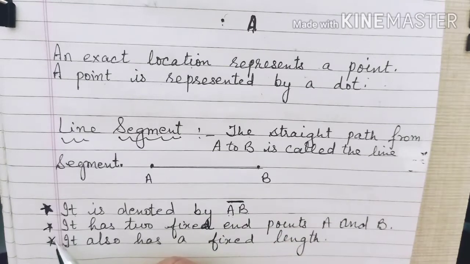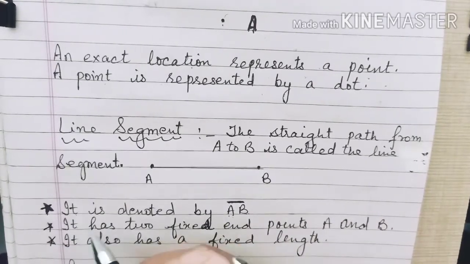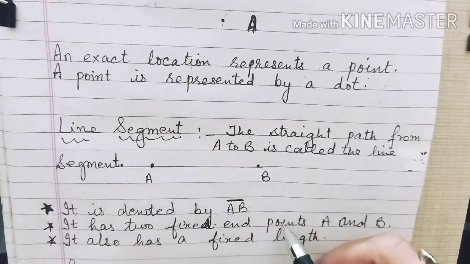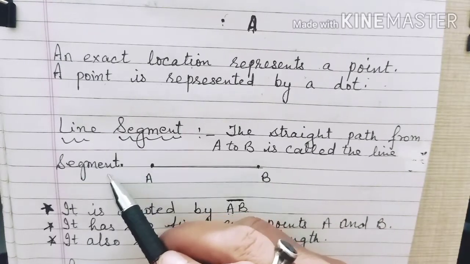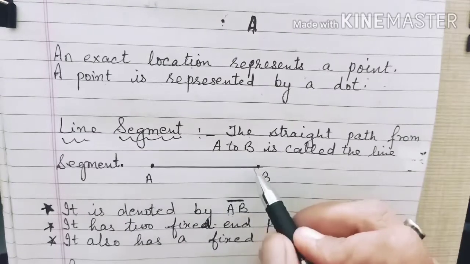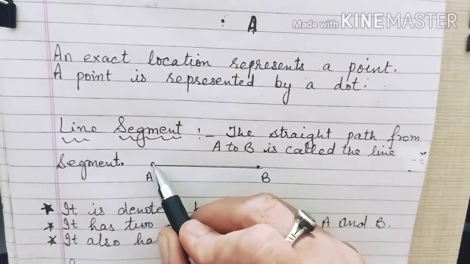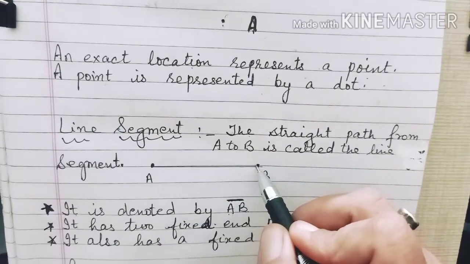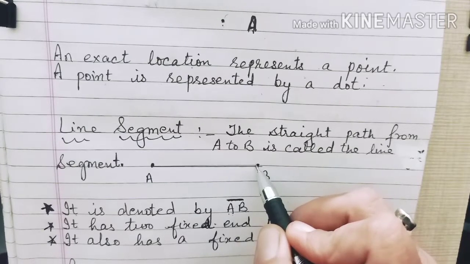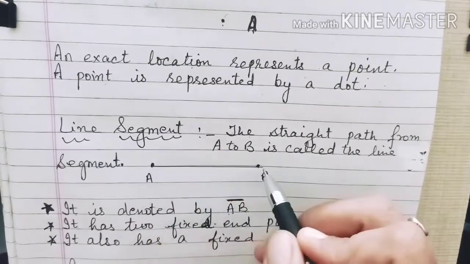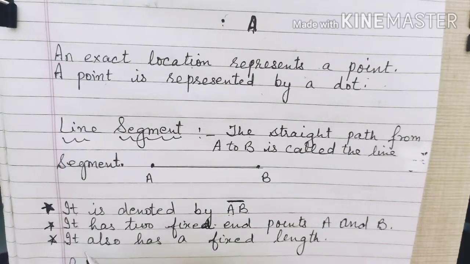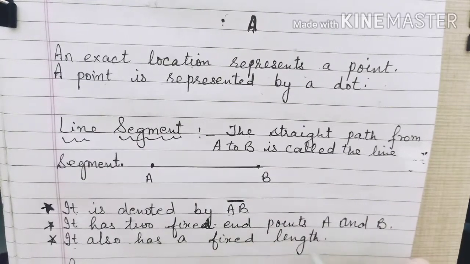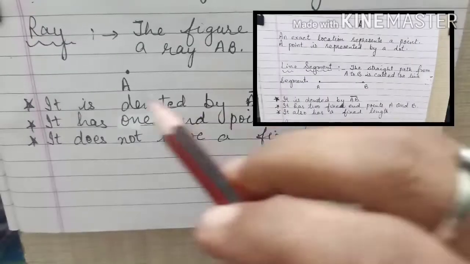Next important point for the line segment is it has two fixed endpoints. Meaning we cannot take any line beyond this exact point. This is the exact point of a line segment, B is the last point of the line segment. It means a straight path from A to B. Next, the last important point of a line segment is it also has a fixed length.